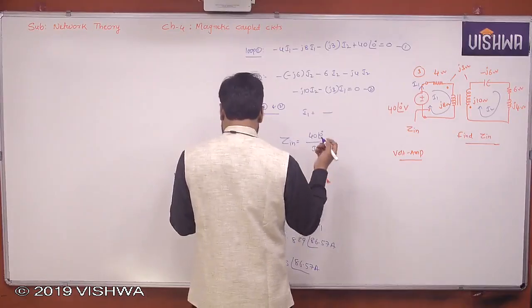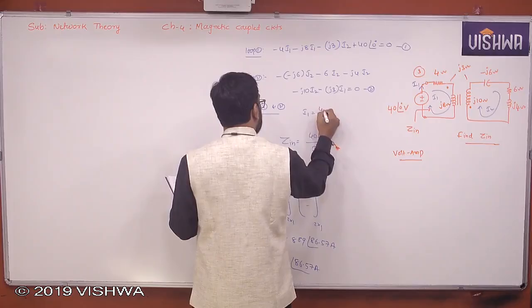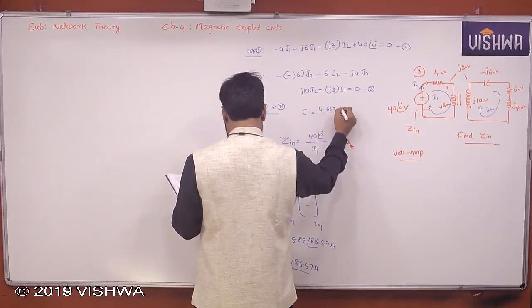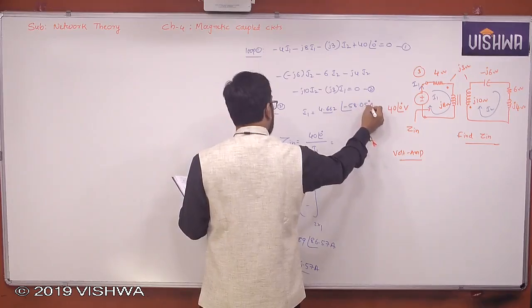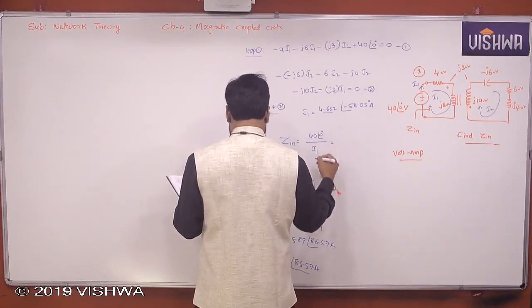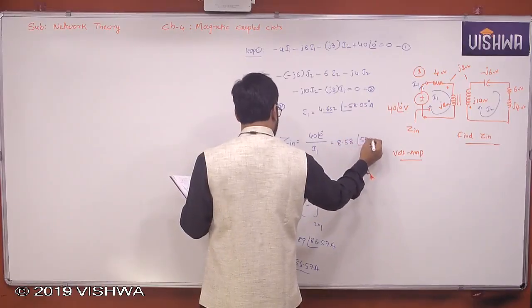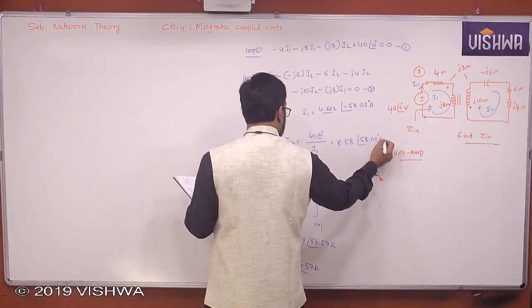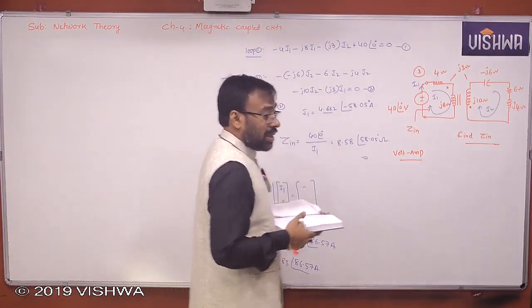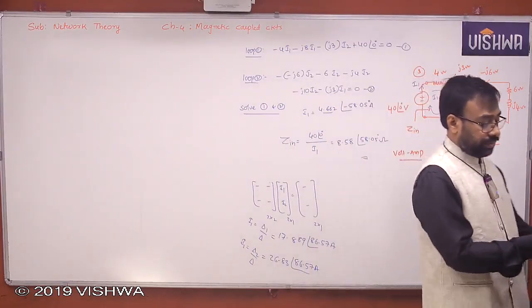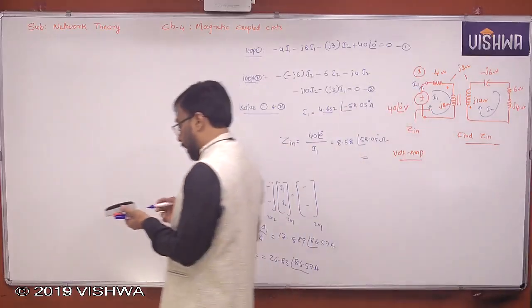I1 is nothing but 4.662 at an angle of minus 58.05 amperes. If you divide that, 8.58 at an angle of 58.05, okay, ohms. That's it. This is how you generally do the problems. Getting all of you, okay? Please note down that.